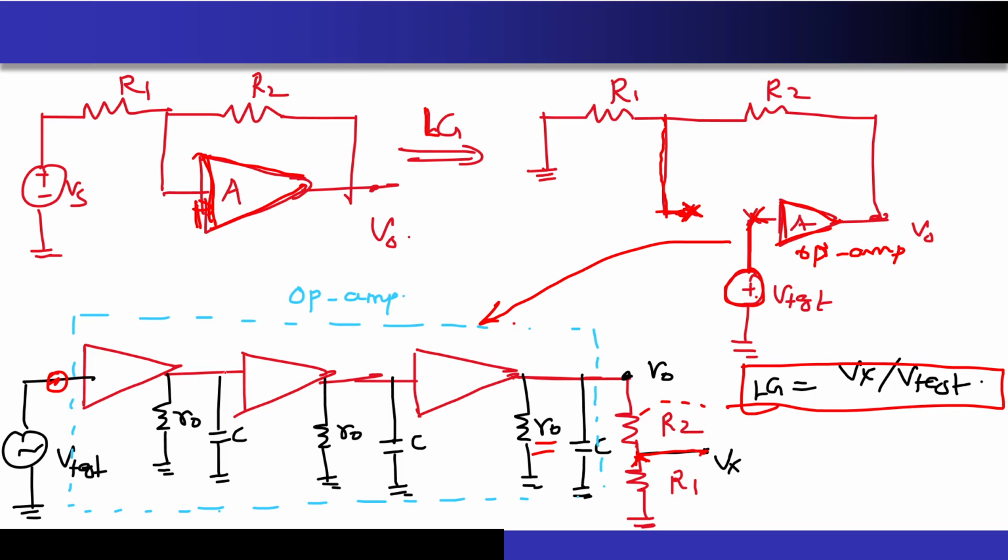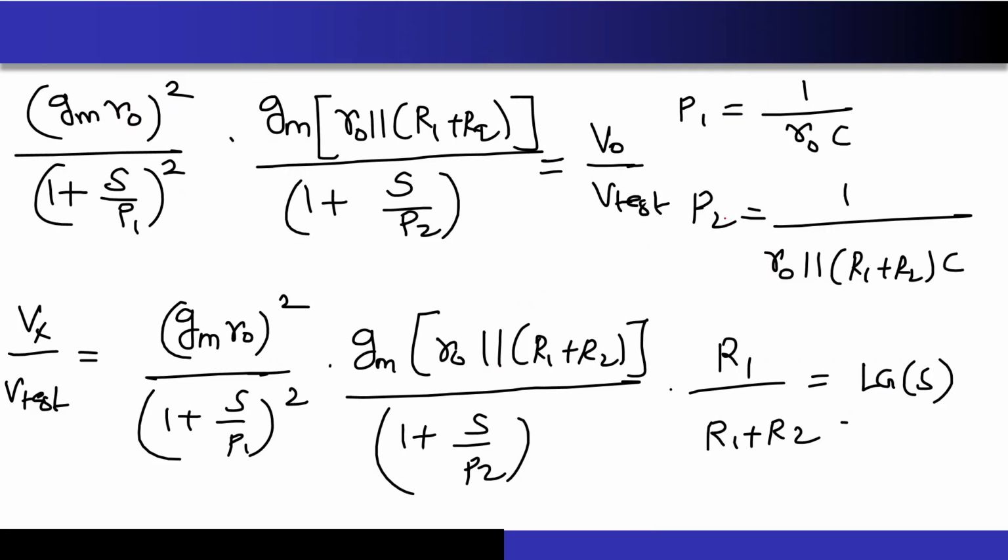So if I write the DC gain now, it will look something like this. gm of the first stage into R0. This is coming from the first stage. Then in the second stage I have gm into R0. This is for the second stage. And for the third stage I have gm into R0 in parallel with R1 plus R2. This will be coming for the third stage. I hope it is making sense to everyone. Any doubts? Please feel free to poke me at any point.